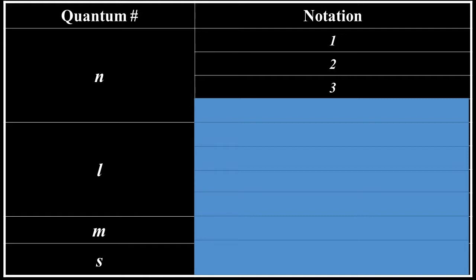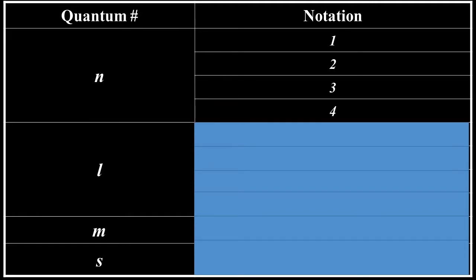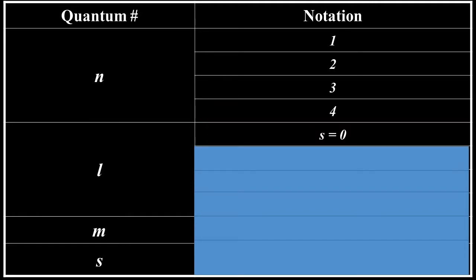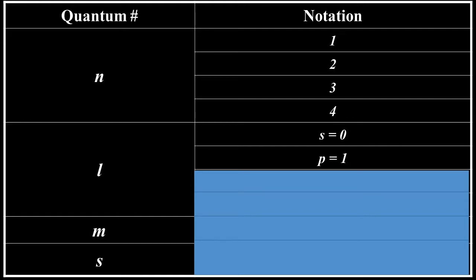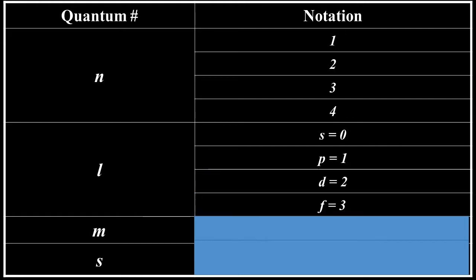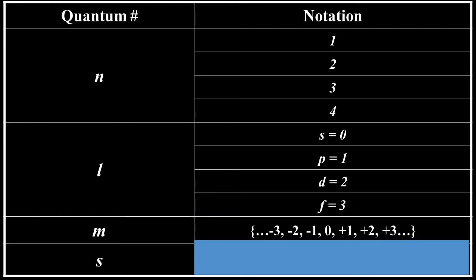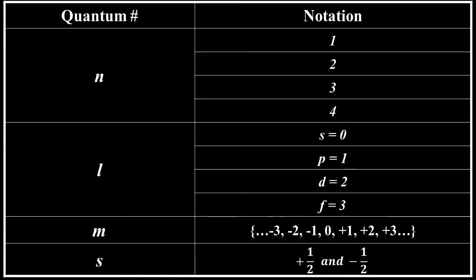So N is 1, 2, 3, 4. And then L will be S equals 0, P equals 1, D equals 2, F equals 3, and then the 7 possibilities for M, and then the 2 for S.